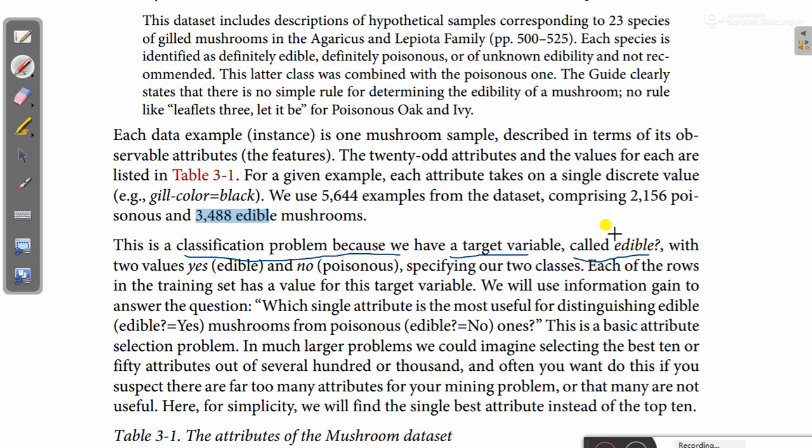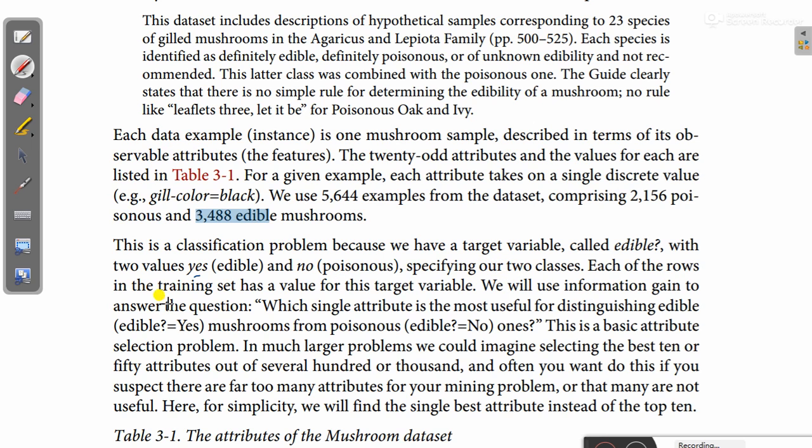But not poisonous might lead to another question: it might be not poisonous but also not recommended. That type of thing also occurs. So the main question arises like that: whether the mushroom is edible or not. So with two values, yes or no. Yes would go to edible, no for poisonous, specifying our two classes.